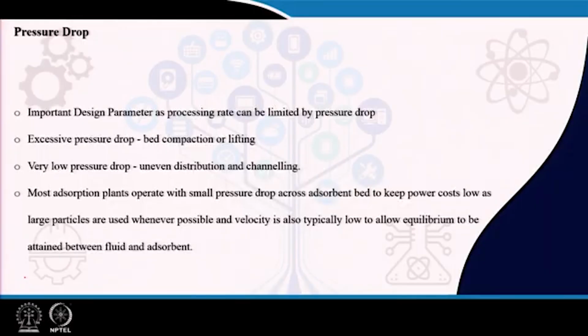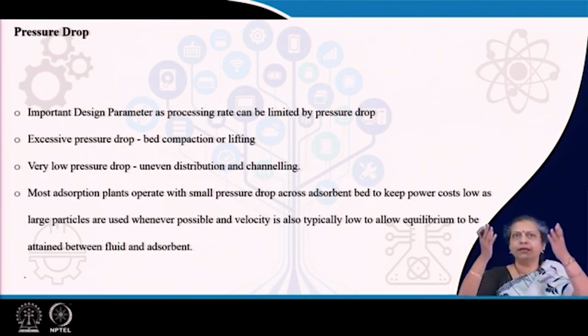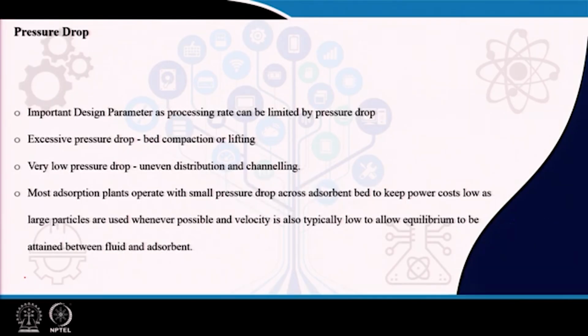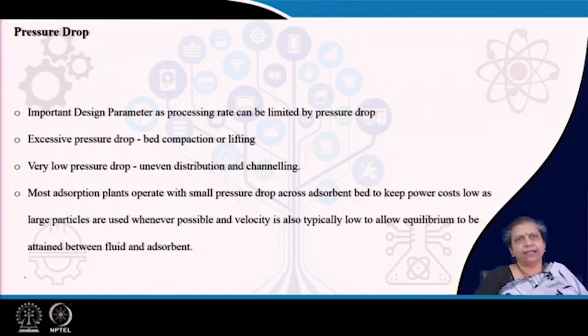two illustration problems. Now, this pressure drop, as I had mentioned in the last class, is a very important parameter, because the processing rate can be limited by pressure drop. And if you recall, if you have a very high pressure drop, what happens? It can result in the lifting of the bed, or it can result in bed compaction, depending upon the direction of the fluid flow. Again, if you go for very low pressure drop, then there are chances of uneven distribution and channeling.